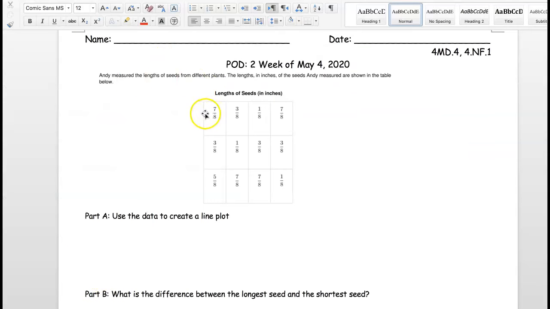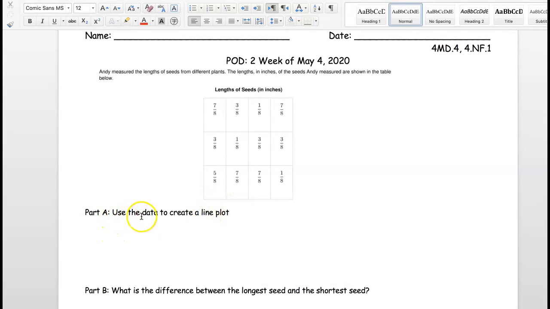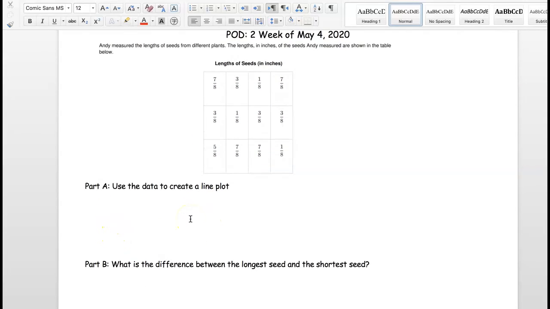Here is our POD number 2 for the week. It says Andy measured the length of seeds from different plants. The length in inches of the seeds Andy measured are shown in the table. So we notice that there's all these measurements here. And part A says use the data to create a line plot.